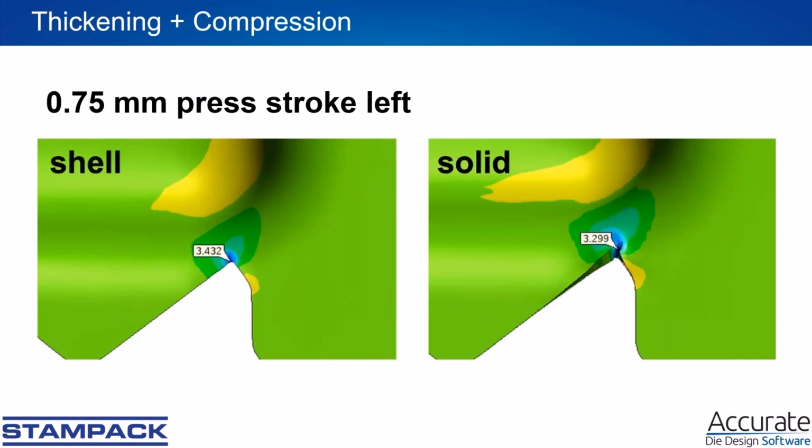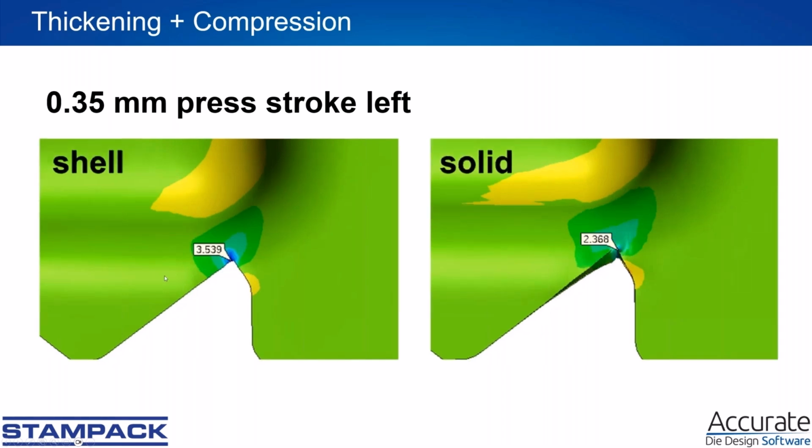0.75 millimeter before the press closes, you see shell and solid have comparable results. The sheet is quite thick here, very locally, but now the press comes down, and then you see 0.35 millimeter before the press closes. The shell cannot really show compression because the contact is not physically well done, whereas the solid simulation compressed very well to 2.36 millimeter, which is the remaining stroke.